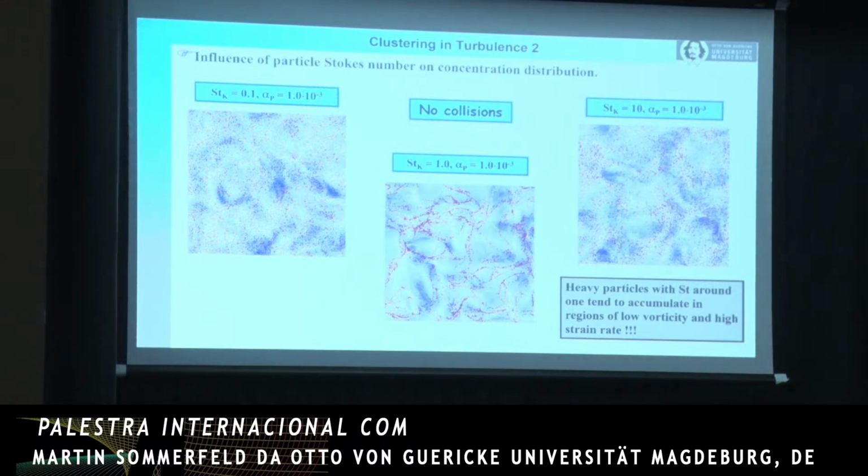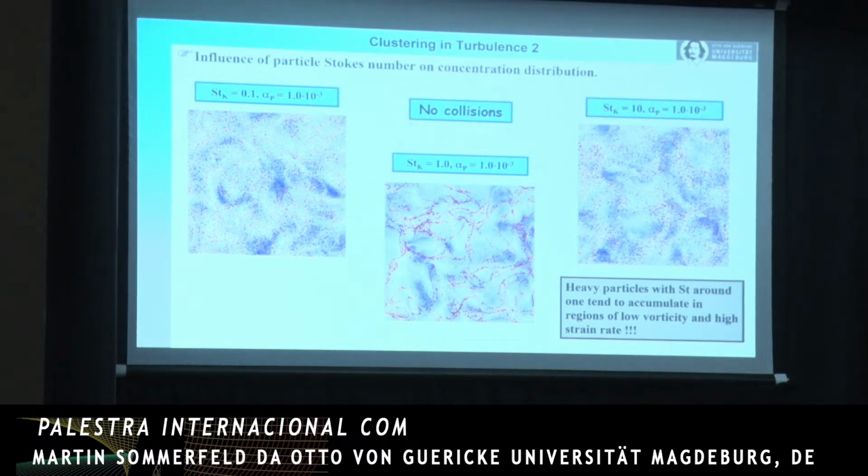Oh, nice, you have a nice structure. It's just a sheet through the box, of course. And you have a nice distribution of the particles, almost homogeneous. Okay, now you increase the Stokes number, you arrive at about 1. Oh, strong clustering. Clustering occurs mainly in regions of high strain rate and low vorticity.